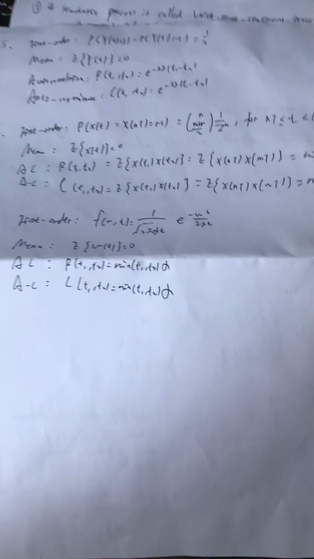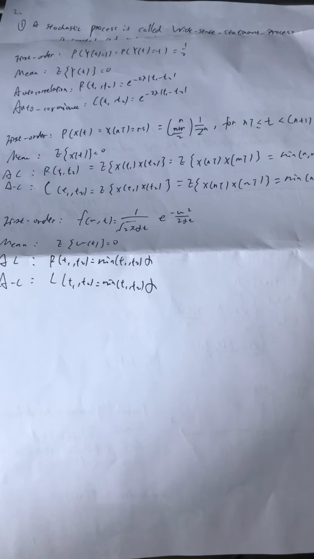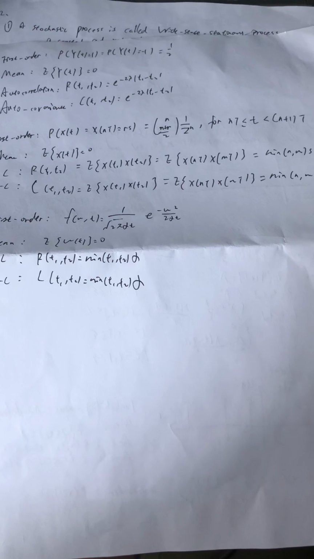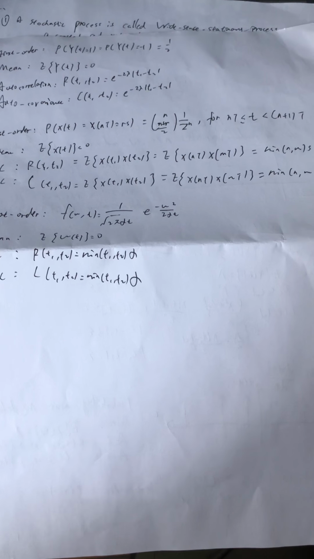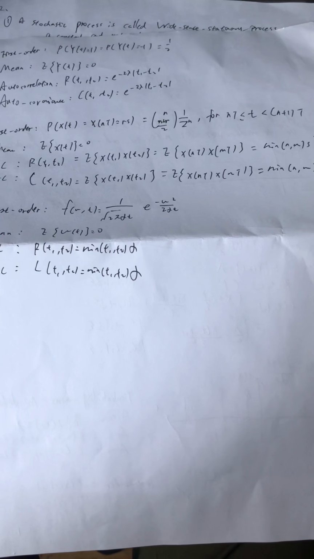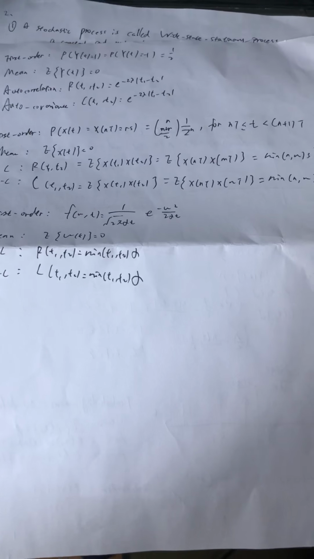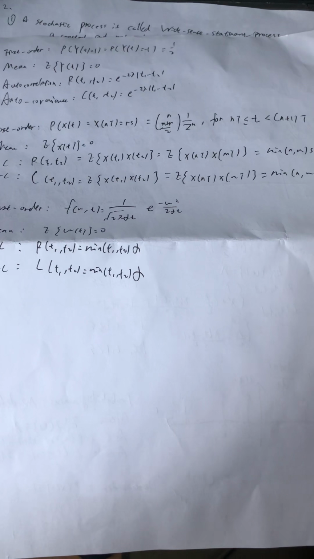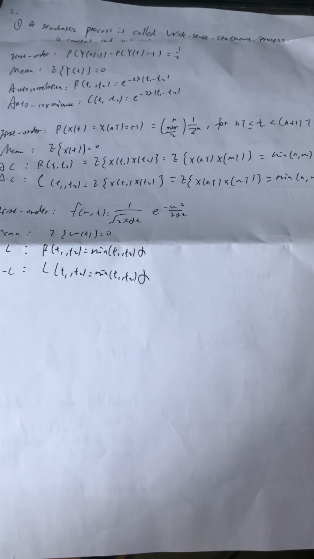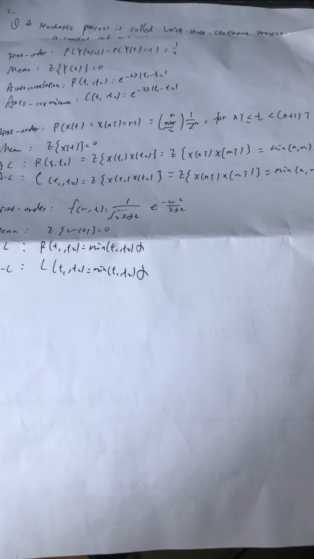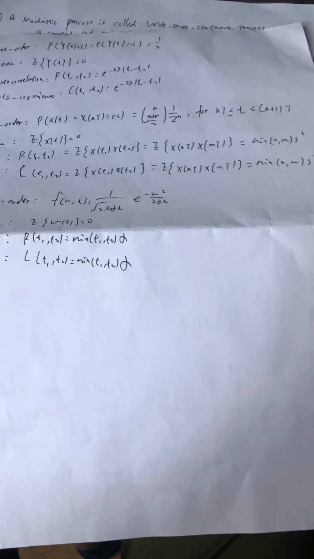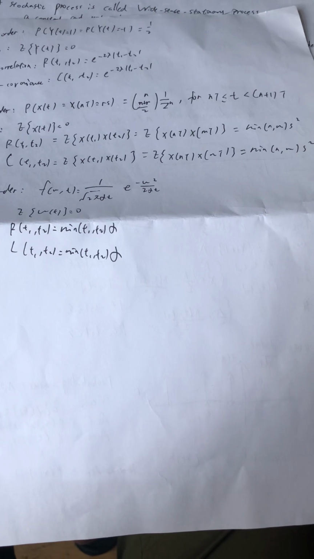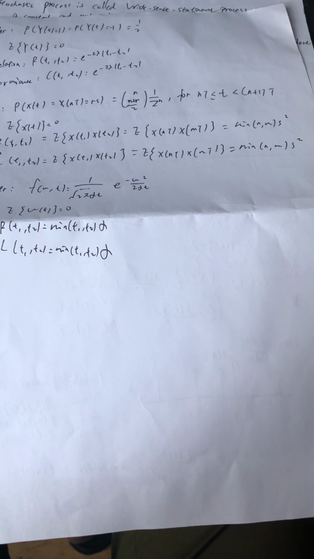For the random telegraph signal, y(t) equal to a times x(t) is similar to the semi-random telegraph signal. First order probability: the probability for y(t) equal to 1 equals 1 over 2. The mean is 0. The autocorrelation is e to the minus 2 lambda times the absolute value of t1 minus t2. The autocovariance is e to the minus 2 lambda times the absolute value of t1 minus t2.